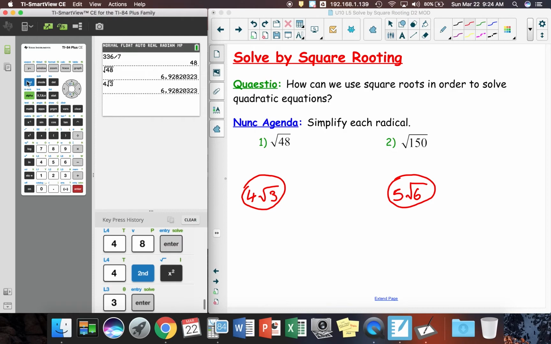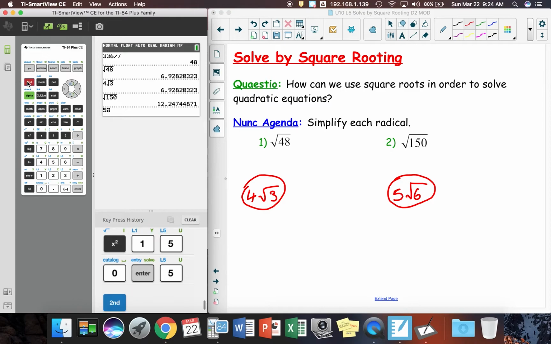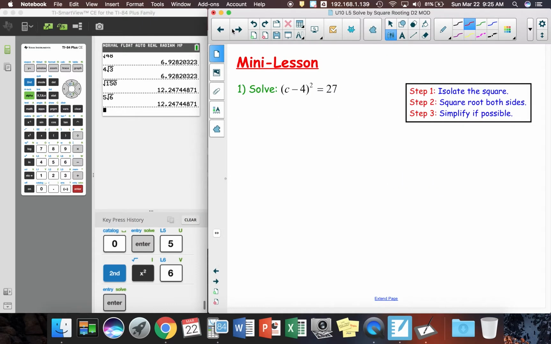Let's see if I did radical 150 right. So square root of 150. And we're going to type in 5 radical 6. Yep, so I did that one right. And that's the one way you can check just to be sure. If it's a multiple choice question where you have to simplify, even easier. Just use your calculator. Okay, let's move on with today's lesson.